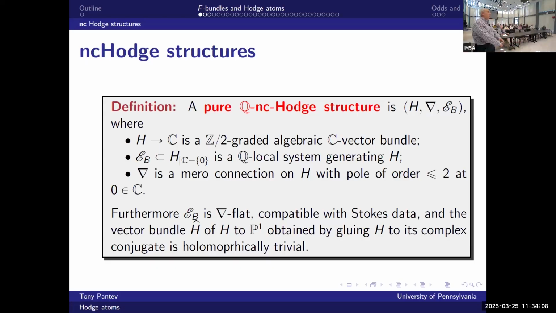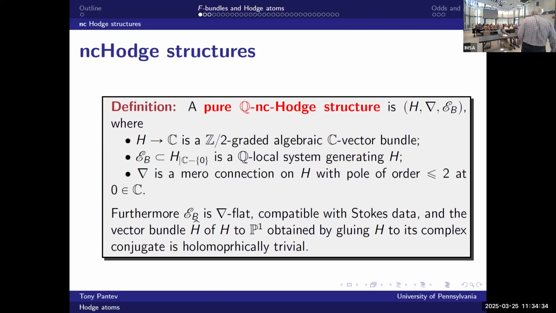So this data together gives you this notion of non-commutative Hodge structure, and this is what one observes on the cohomology of non-commutative spaces of categorical flavor. So if you have a smooth, compact linear category, then with cohomology, you get this type of structure.